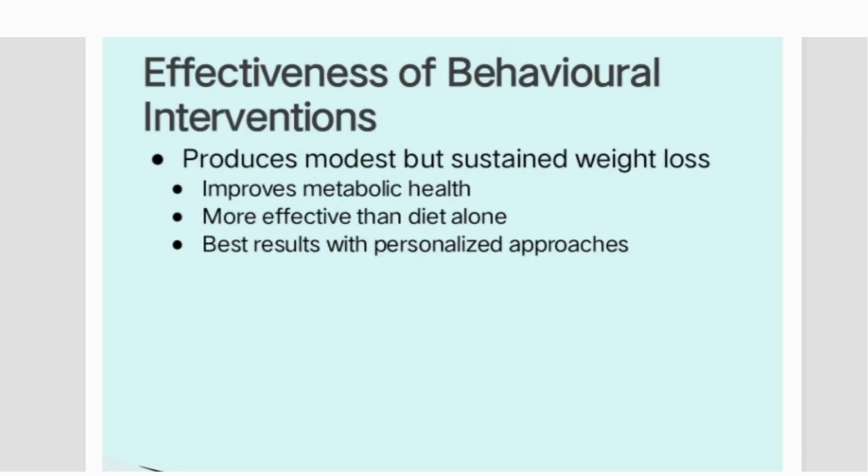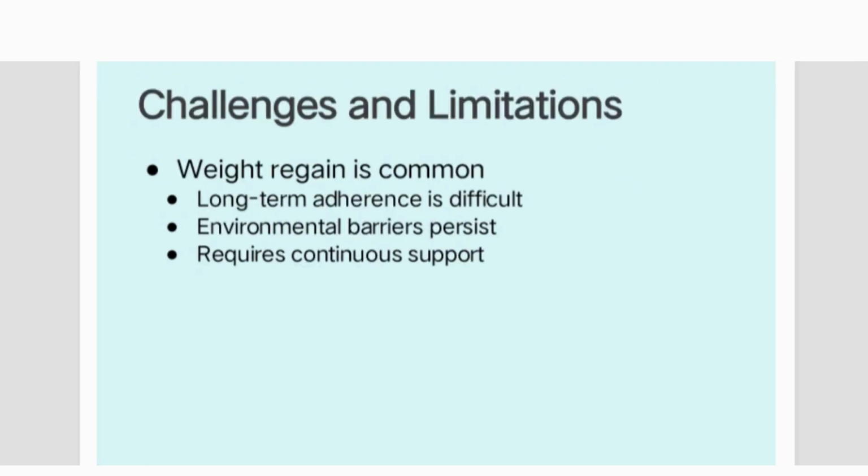So, what is the effectiveness of behavior interventions? They produce modest but sustainable weight loss. They can improve metabolic health, are more effective than a diet plan alone, and have the best results with personalized approaches. There are some challenges and limitations, like weight regain being very common. Long-term adherence is very difficult, environmental barriers persist for a long period of time, and it requires continuous support.